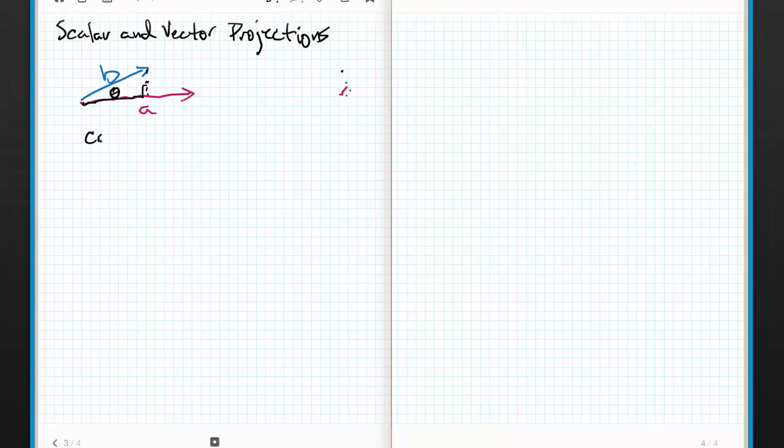Well, I know that the cosine of theta times the magnitude of B is going to equal the length of that side, which we're going to call the question mark. Hopefully you know that. Now I'm going to use something that we've already learned with dot products. I know that cosine of theta is equal to A dotted with B divided by the magnitude of A times the magnitude of B. Now let's look at these things.